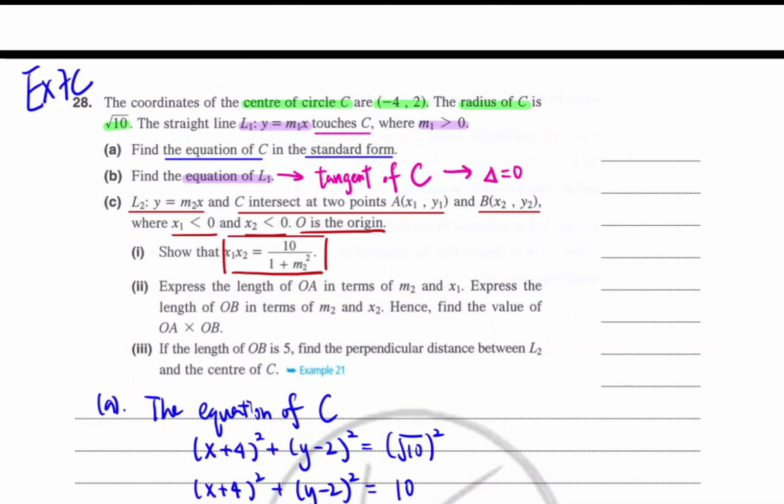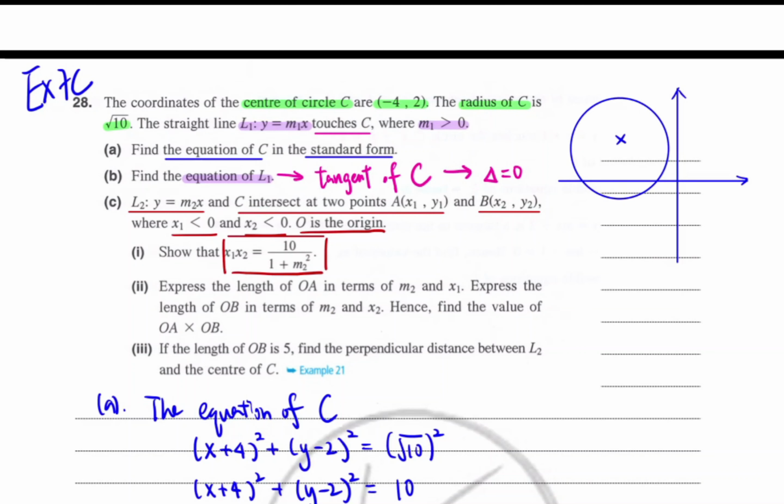Before we jump to the calculation part, let's draw the graph first. We know that our radius is root 10 and the center is (-4, 2). Firstly, we draw out the xy axis. Mark the center, so the point (-4, 2) will be here, in this quadrant, and then you can sketch the circle first. It will be something like this.